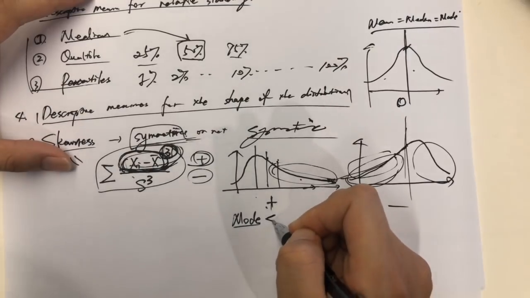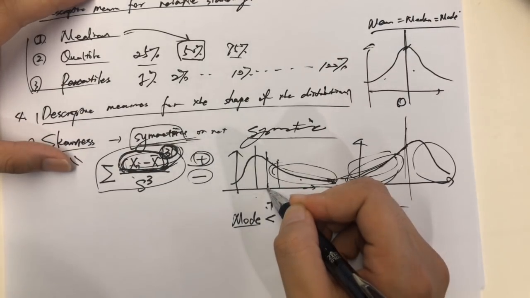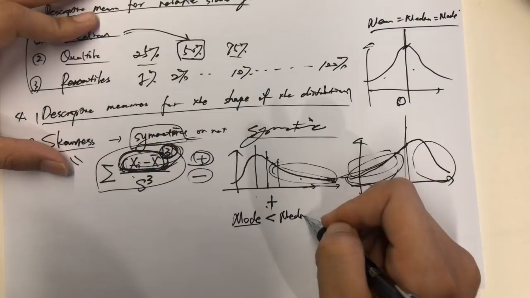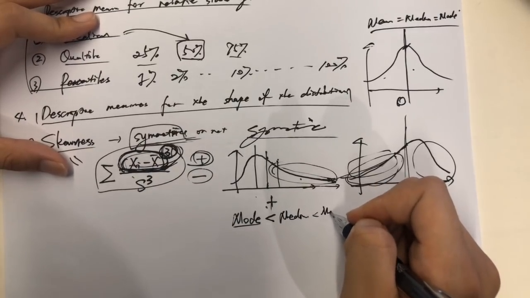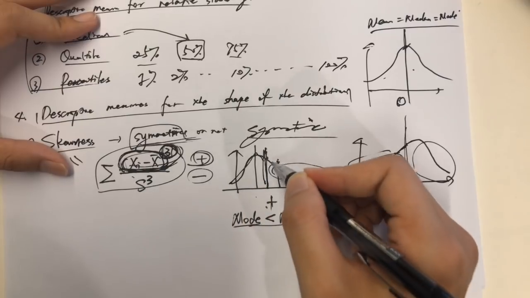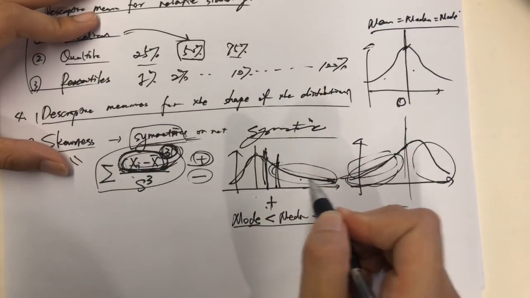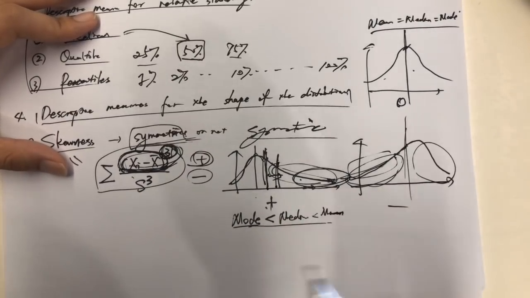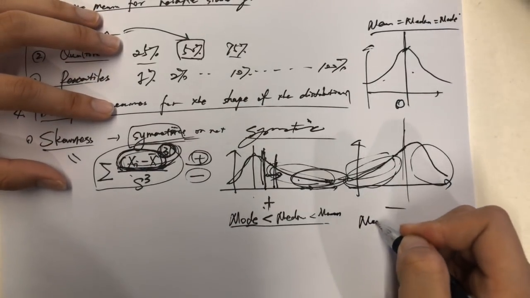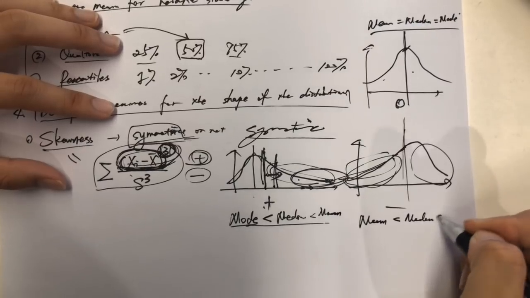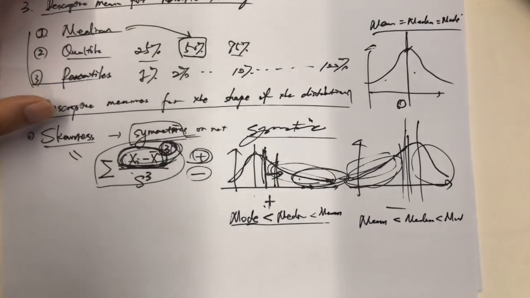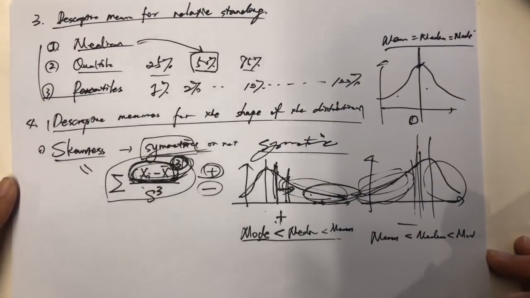So mode will be less than median or mean. I can't remember exactly. But I think it should be less than median and then less than mean, right? Yeah, this is from my memory. Yeah, I think so, because the median should be something in the middle, and the mean will be heavily affected by those extreme values, right? So it tends to be more skewed to the right, okay? And for negative ones, it's the opposite. Mean less than median, less than mode, okay? So mode, median, mean, all right? So yeah, okay, so that's all about skewness.